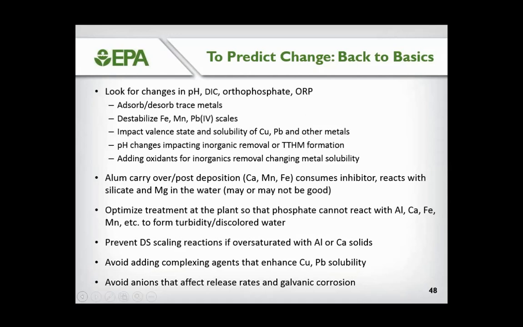Situations like alum carryover that causes post-deposition can consume corrosion inhibitors. Optimize treatment at the plant so phosphate can't react with aluminum or calcium or iron or manganese. Prevent distribution system scaling reactions if you have too much aluminum or calcium. Things along those lines. There are many things to consider.